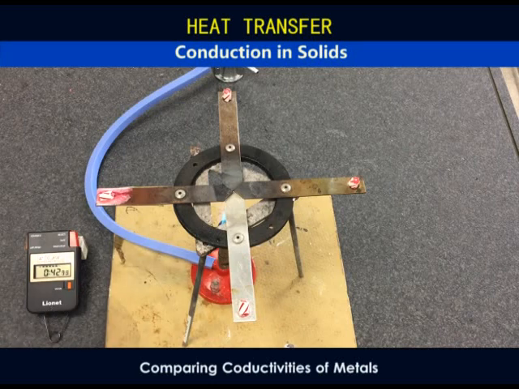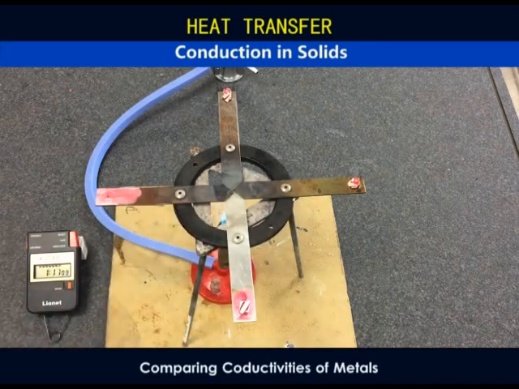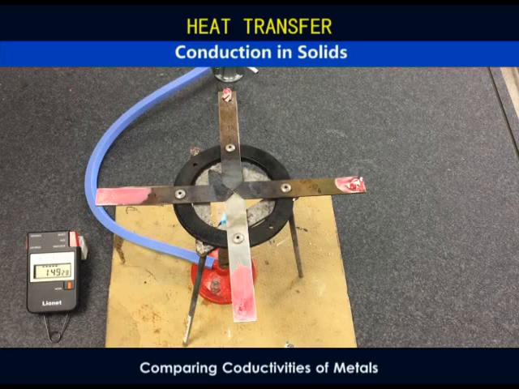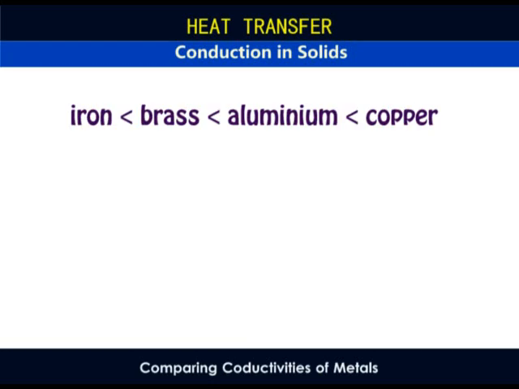Aluminium is starting to melt after 45 seconds or so. Brass is following after about 80 seconds. And obviously, iron will be the last. And so in terms of the order of increasing conductivity, we can have it like this. Iron is the worst. Brass is better than iron. Aluminium is better than brass. And copper is the best of the four.